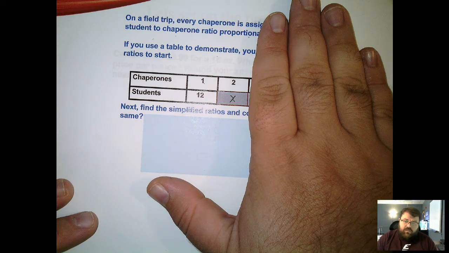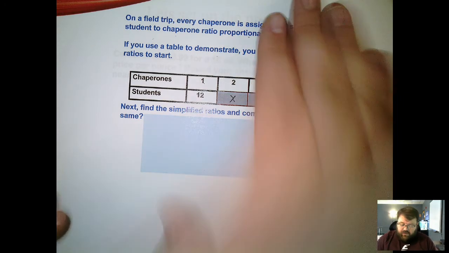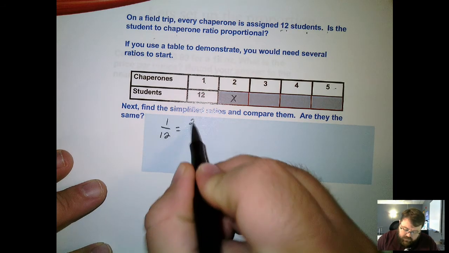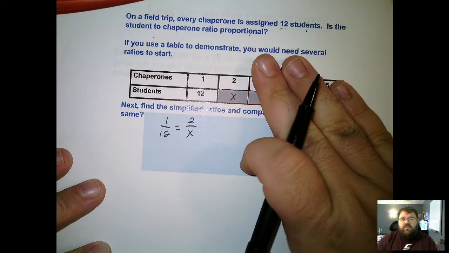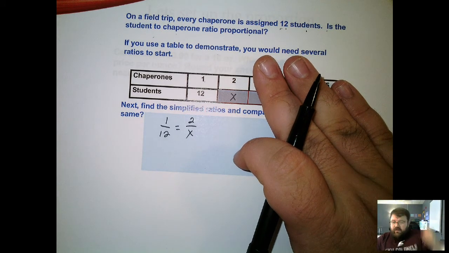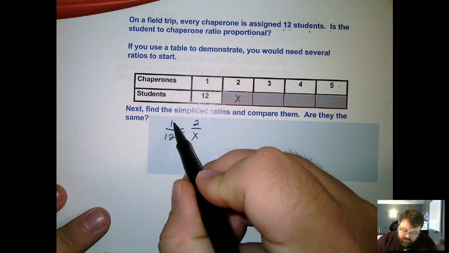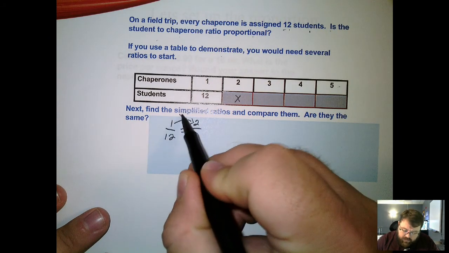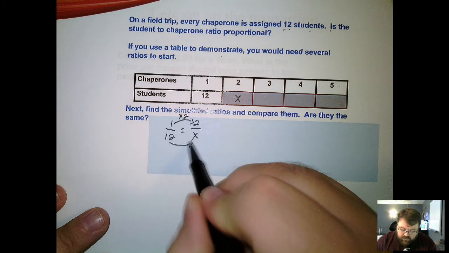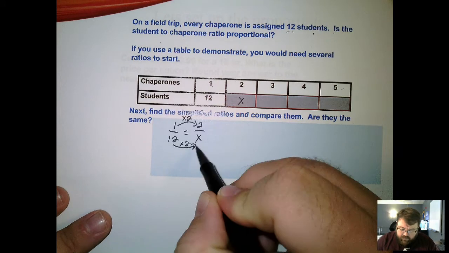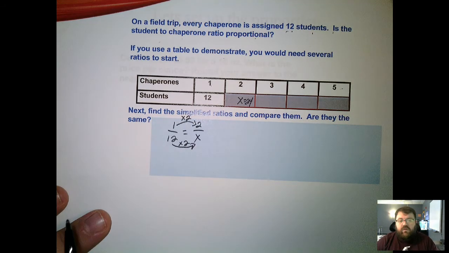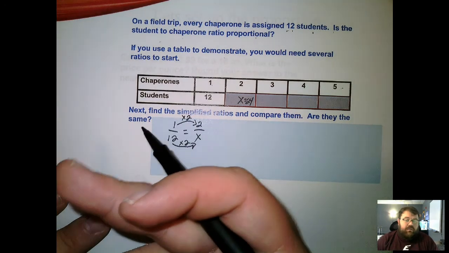So what I want to do is show you how to do this. I'm going to set this up. 1/12 is equal to 2/x. Now guys, I've ignored this part of my table. You can use scale factor if you want. What do you multiply 1 by to get to 2? Well, you multiply it by 2. What would be 12 times 2? Well, 12 times 2 should be 24. X is equal to 24. All right, you have that one.